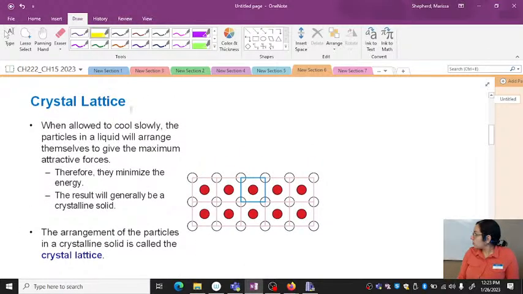Now this is explaining how you get a nice crystal lattice formation. You can see this when you make rock candy or if you recrystallize your table salt if you get bored. If you allow something to cool slowly, then the particles tend to arrange themselves to give maximum attractive forces and then, of course, be a crystalline solid.